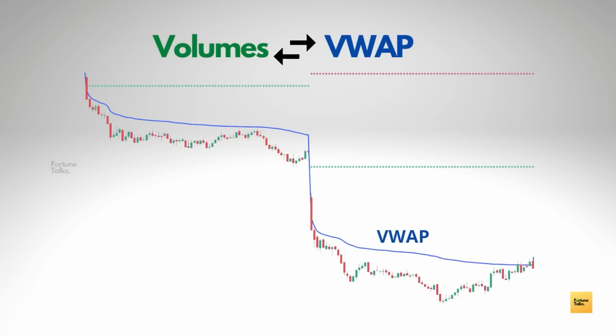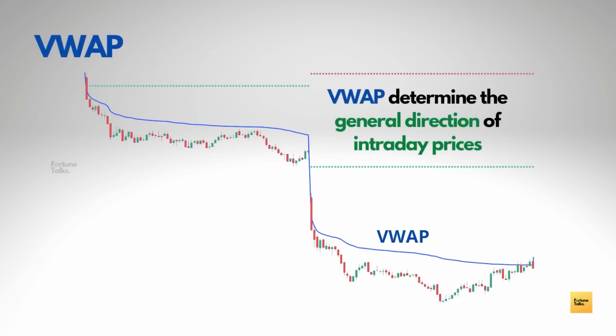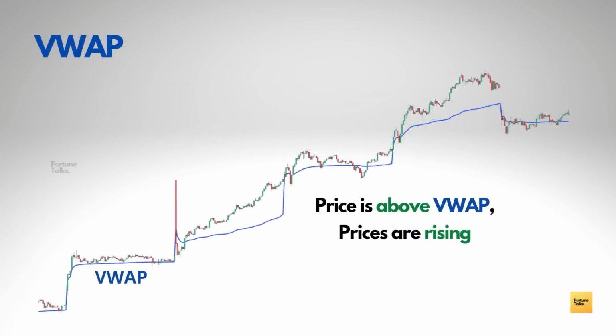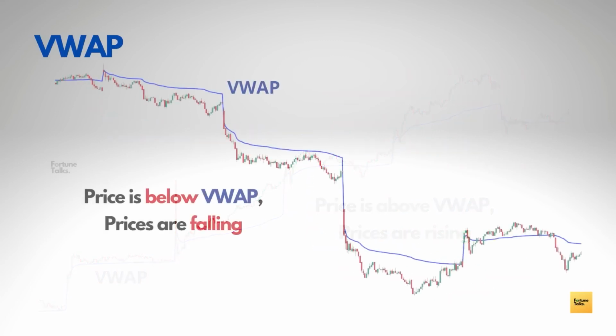In addition to volume, you can also make use of an indicator called the VWAP, or the volume weighted average price, which plots the average price adjusted for volume on the chart, and it is very easy to use. Also, the VWAP assigns more weight to the price points with high volume. VWAP is typically used with intraday charts as a way to determine the general direction of the intraday prices. It is similar to a moving average in that when the price is above the VWAP, prices are rising, and when the price is below the VWAP, prices are falling.